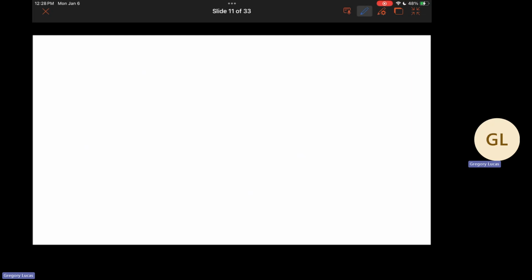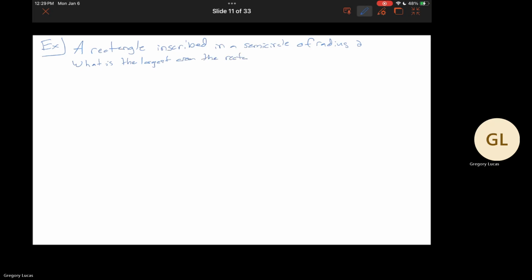Let's look at one more example. Let's say we have a rectangle inscribed in a semicircle of radius 2. What is the largest area the rectangle can be? And of course, we want to know what those dimensions are.